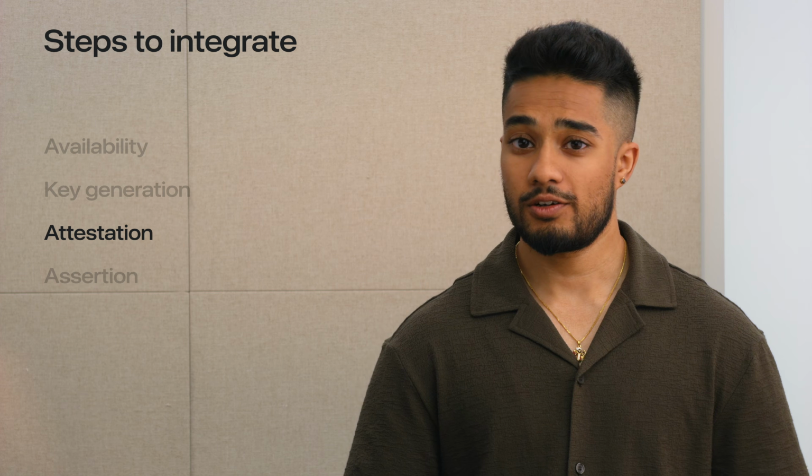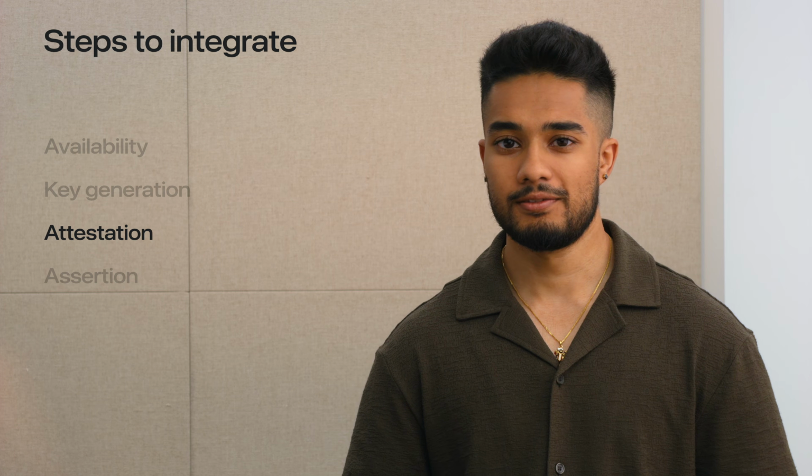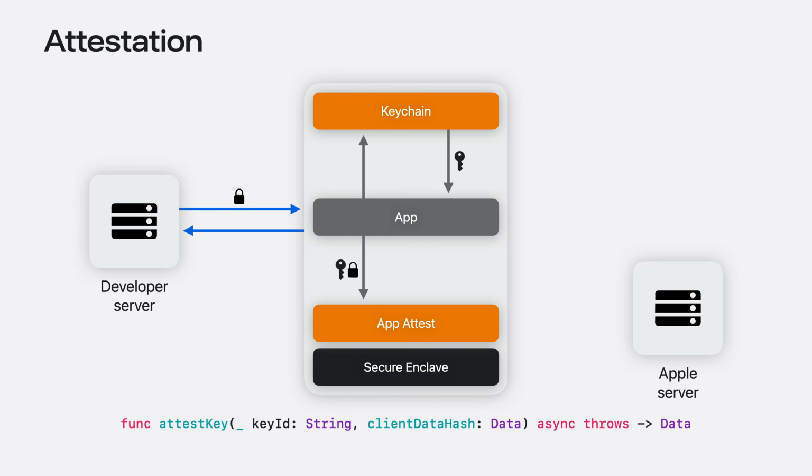Now that your app has generated a key ID, it can request App Attest to attest the key. Your app fetches the key ID from Keychain. Your app requests your server to perform an attestation for the key ID. Your server responds by vending a challenge to your app to include in the attestation. Your app calls the attestation API from the App Attest framework, providing the key ID and server challenge.